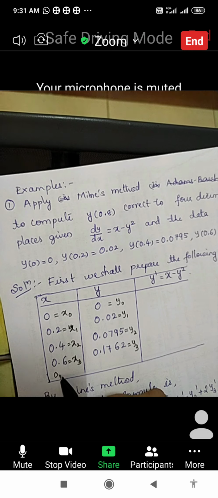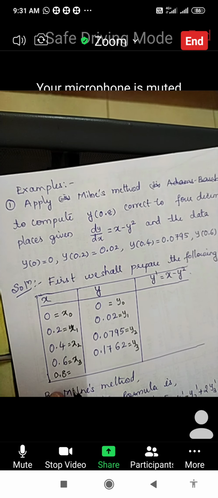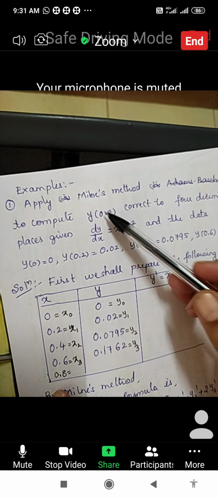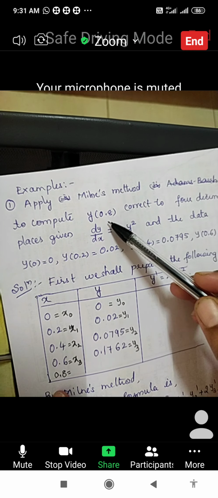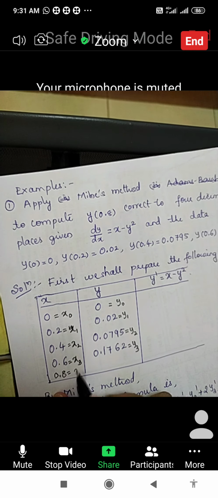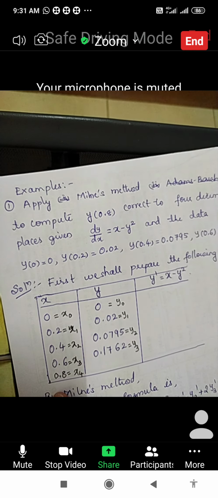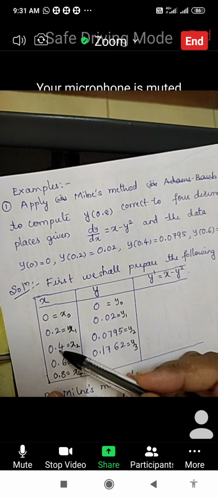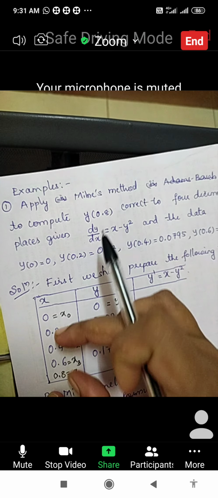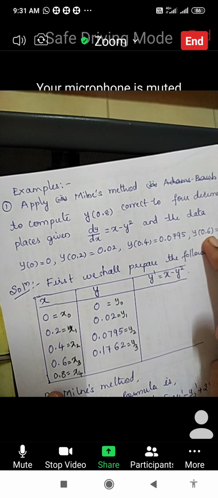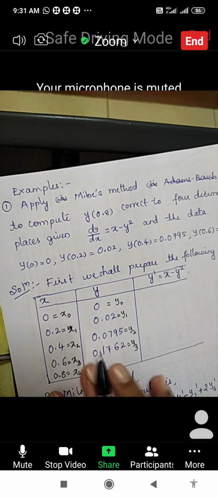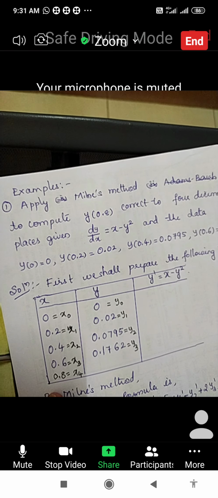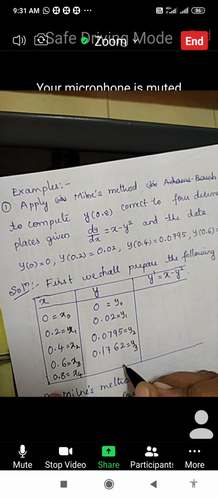0.8, right? So this 0.8 is there. Now you see the question. In the question, they have given y of 0.8, so this value I have to take as x4. Am I right? I cannot take 1 as x4, because these should be equally spaced. If they are not equally spaced, these values in the bracket, you cannot apply this method. Hope I'm clear.